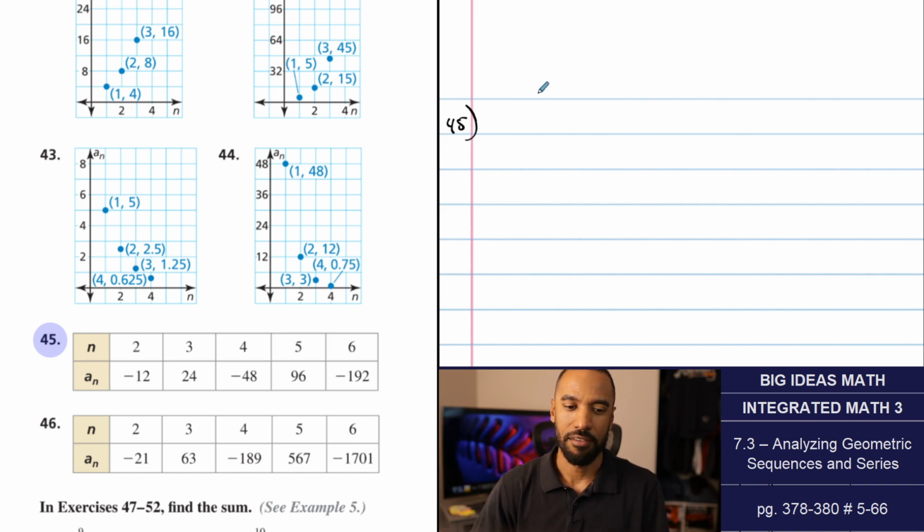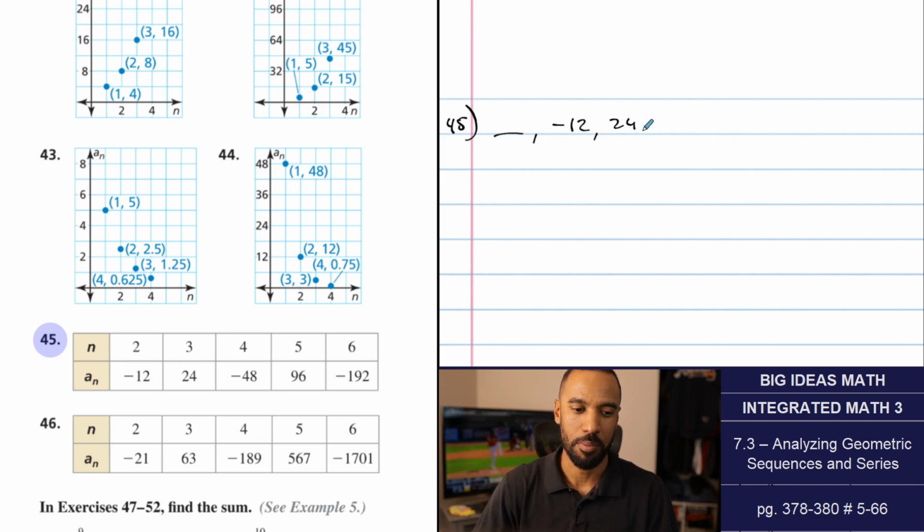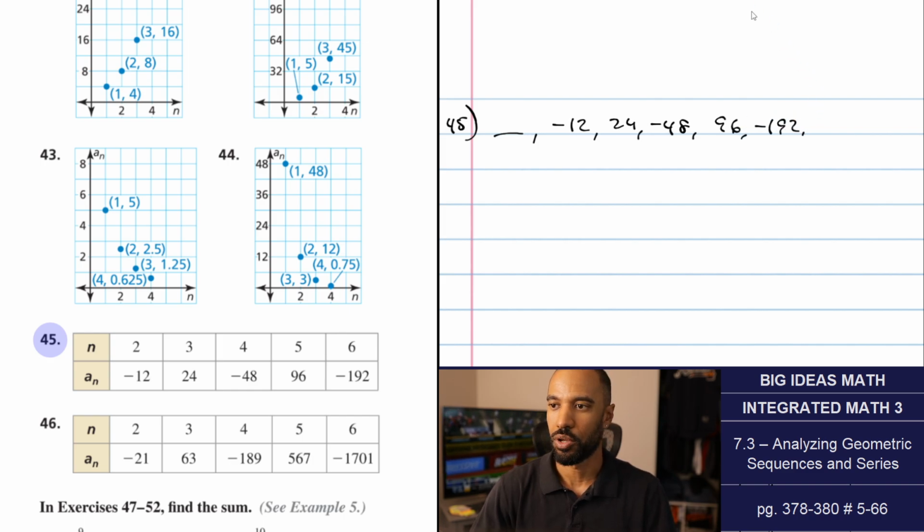Now we don't have the first term, but we do have the second term, which is pretty close enough. If I wrote this out as a list like that, that first term that's missing, let's just come up with the common ratio and work ourselves backwards to get it. We still have to write the equation. We just go to there.